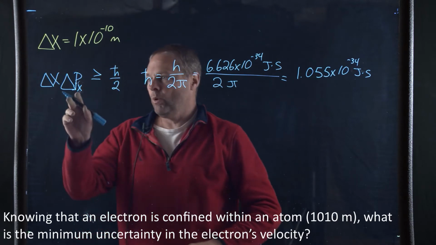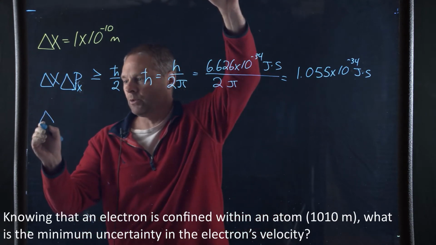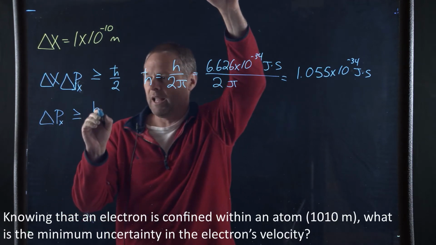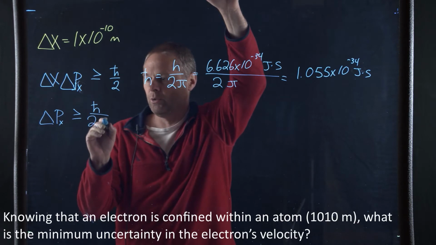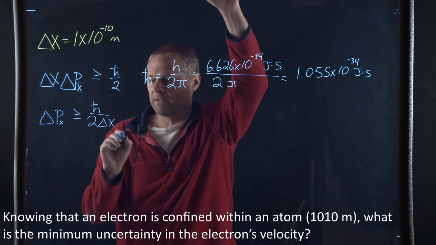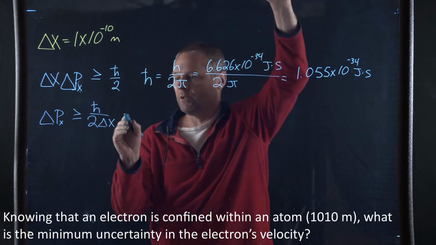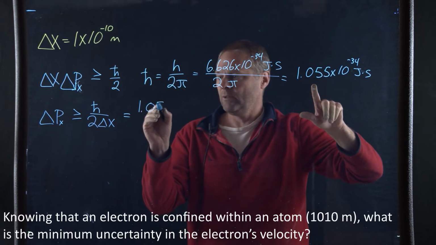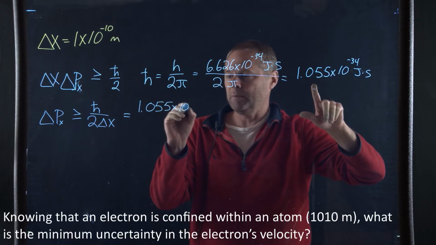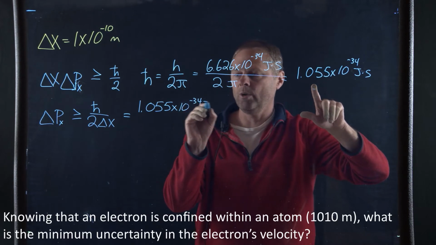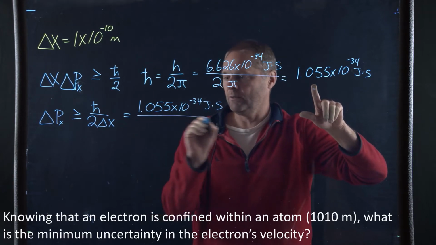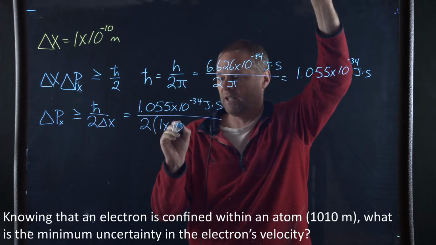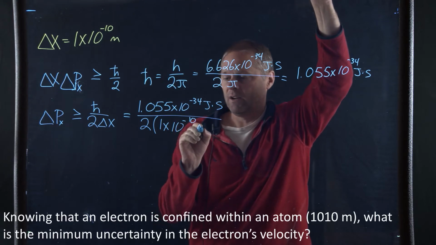And so what we can do here is calculate the momentum. So the change in momentum, p sub x, is greater than or equal to h bar all over 2 delta x. And so we start plugging these values in. Here we have our h bar, which is 1.055 times 10 to the negative 34 joule second, divided by twice delta x. So this becomes 1 times 10 to the minus 10th of a meter.